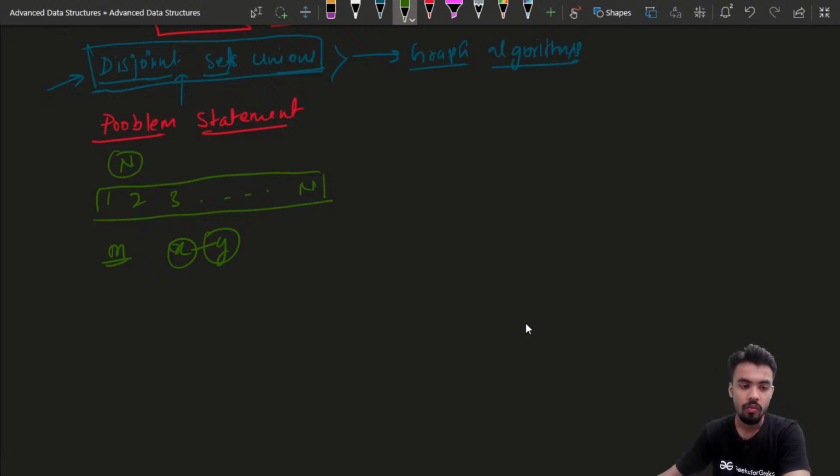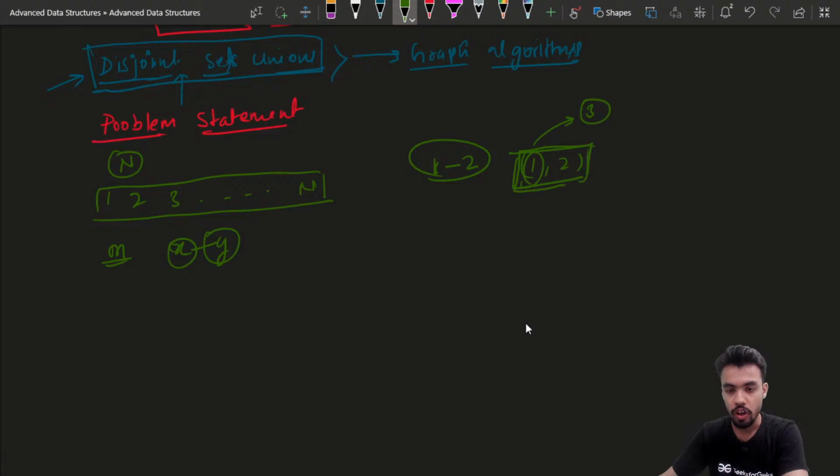Now what is happening here? Suppose in one query you get 1 and 2, so that means 1 and 2 are now friends, and you can represent it as a set. Now if any one of them is a friend of any other third person, then both of these groups are going to be friends with that particular person. Suppose we have a group of n friends, and if any one of them becomes a friend with a third person, then the complete group is going to be friends with that person.